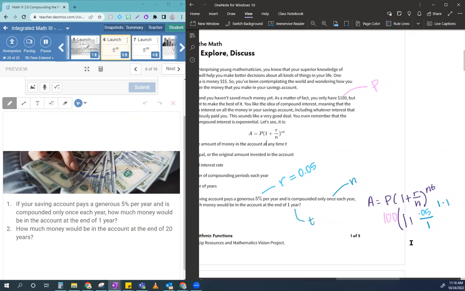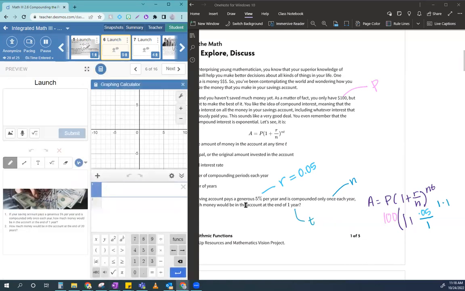Yes, that's it. So then I'm going to take my handy dandy calculator. It's right here. And then I'm going to plug all that in there. So I go 100 parentheses 1 plus 0.05 divided by 1, and then close parentheses to the, and then 1 times 1, in parentheses, and that's what I get. It's $105.